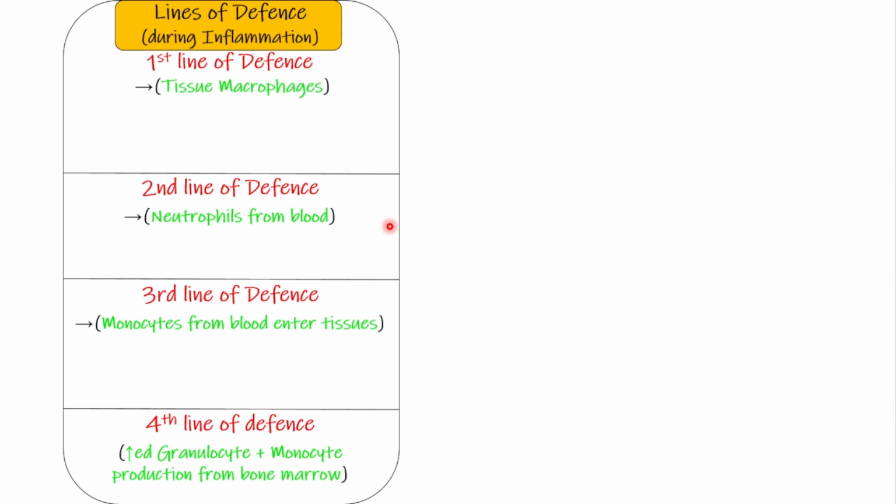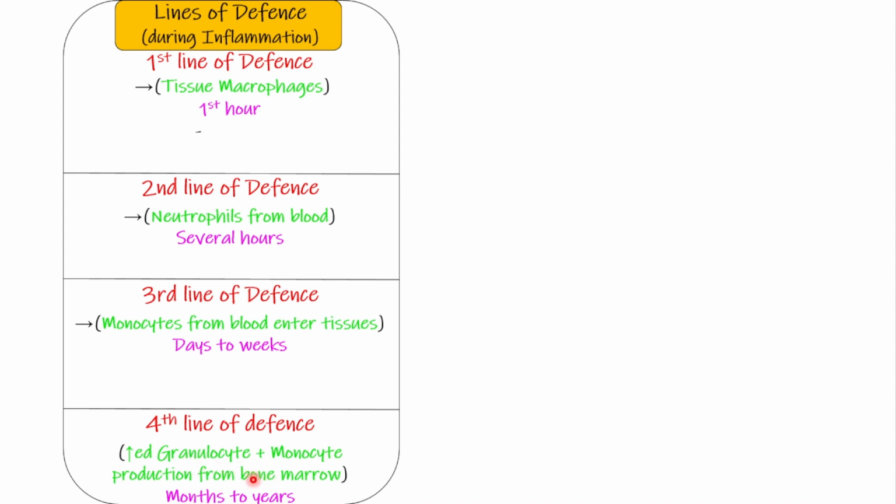Now, what are the changes taking place in all of them during this time? Number 1, the tissue macrophages will be activated in the first hour because they are already present in the tissues. The neutrophils will be activated in several hours, not the first hour. The third line of defense, the monocytes, will be activated in days to weeks. So tissue macrophages in the first hour, neutrophils in several hours, and monocytes in days to weeks.